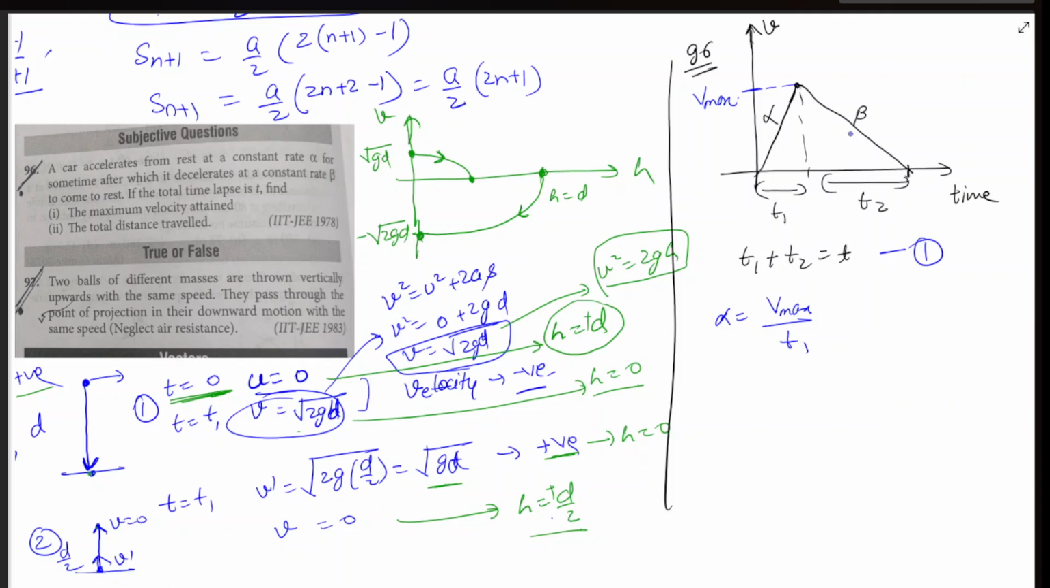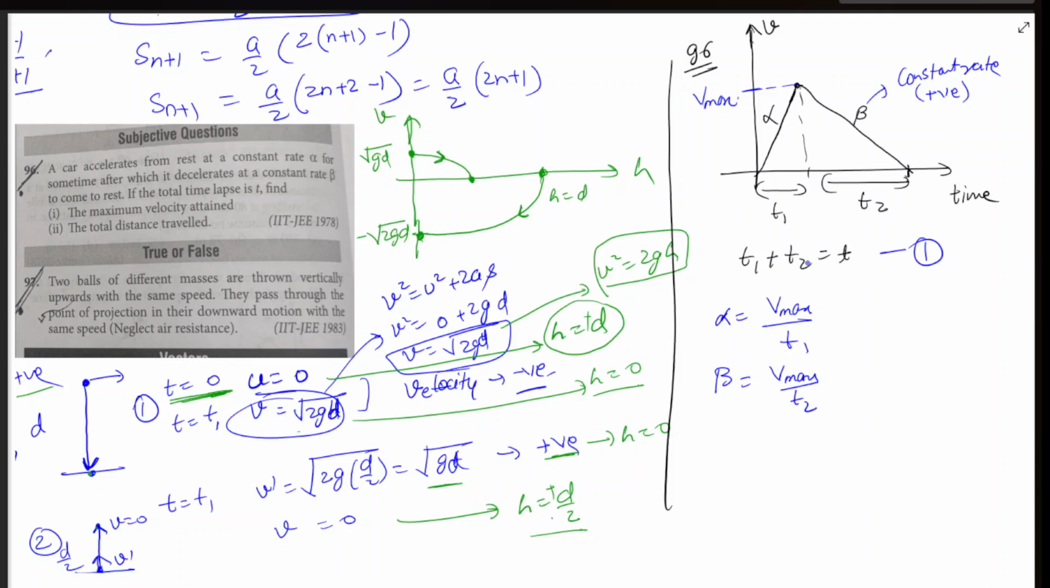The beta is a constant. It is given. It is a constant rate, so it is a positive. So I just have to write the slope. So beta will be what? Vmax divided by T2. Vmax divided by T2.